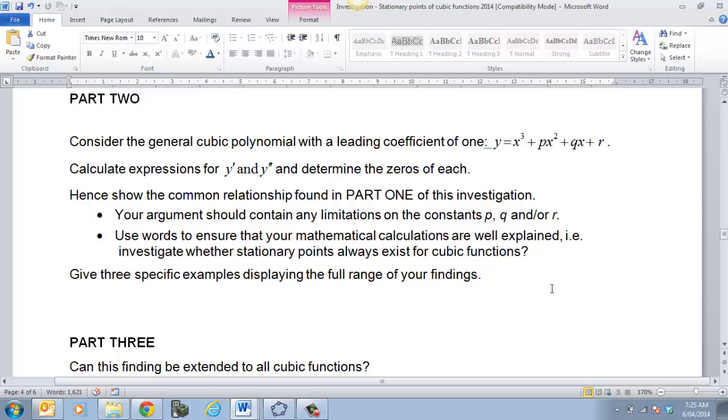And then obviously doing conjecture, talking about limitations of what P and Q can be. So what could they be? P, Q and R? Well, they could be 0. If they were 0, what would happen? If they were greater than 0, if they were less than 0, you could be exploring those concepts. So using words and mathematical calculations to explain what you're doing again.